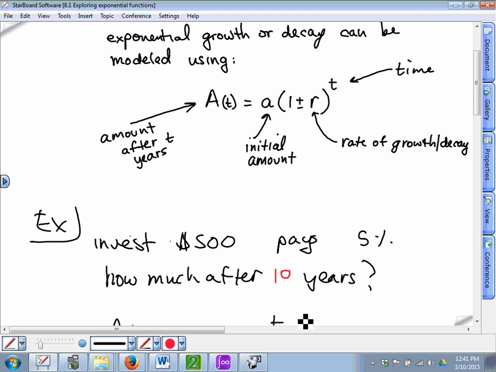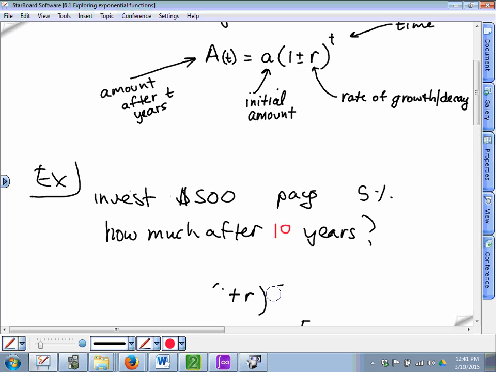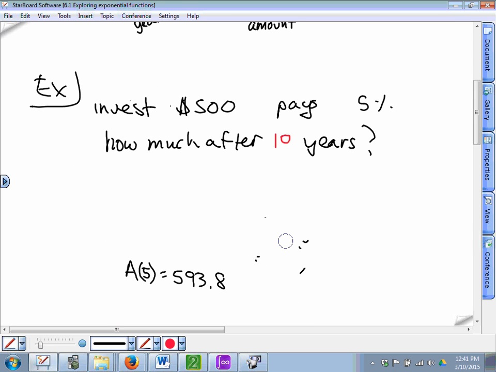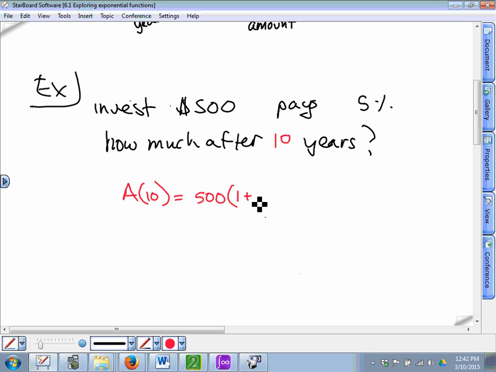So, there we go. Invest $500. It pays 5%. How much after 10 years? So here's what your formula would look like. The amount after 10 years is equal to the initial amount, 500, times 1 plus 0.05, to the power of 10. What you gotta do is plug this into your calculator: 500, parentheses, 1 plus 0.05, close parentheses, raise it to the 10th power, hit enter.